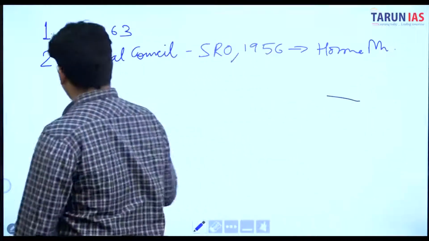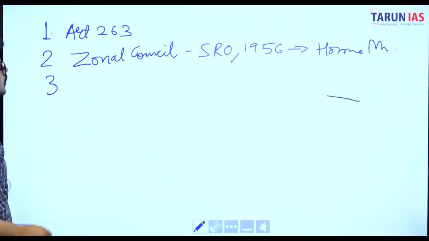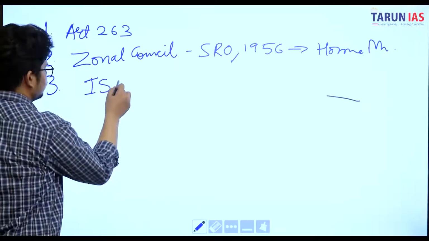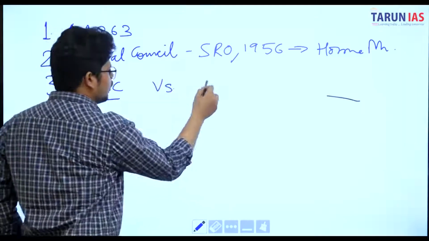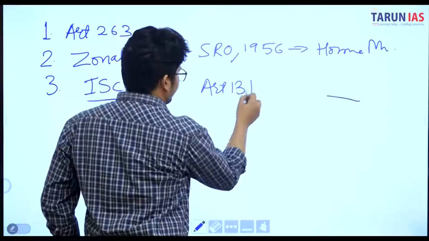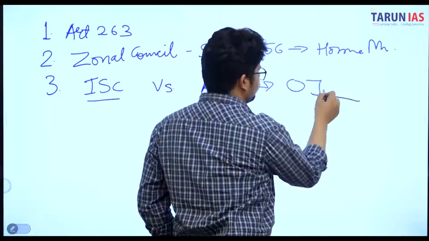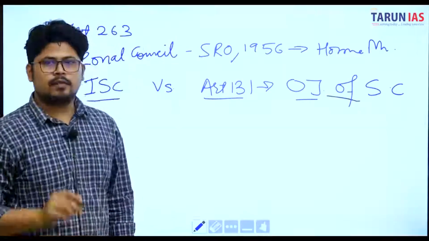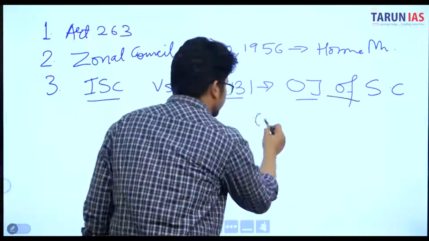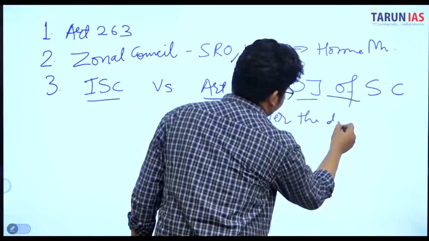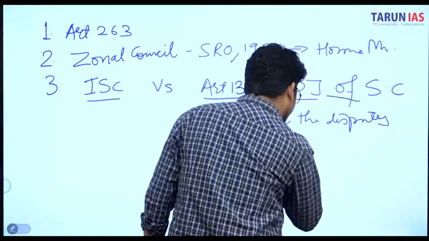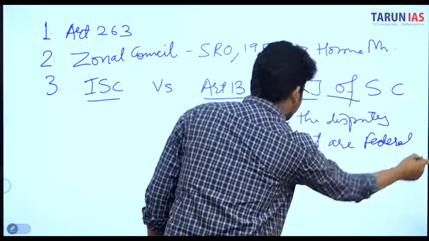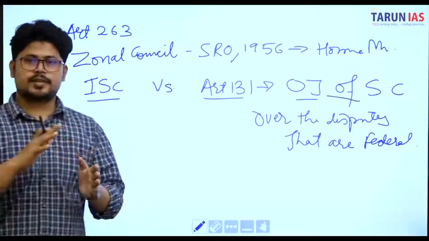This is important. Okay. The third important point that you need to remember for this lecture is the interstate council versus the Supreme Court, Article 131, the original jurisdiction of the Supreme Court over disputes that are federal in nature, meaning disputes between state and center, or state versus state.